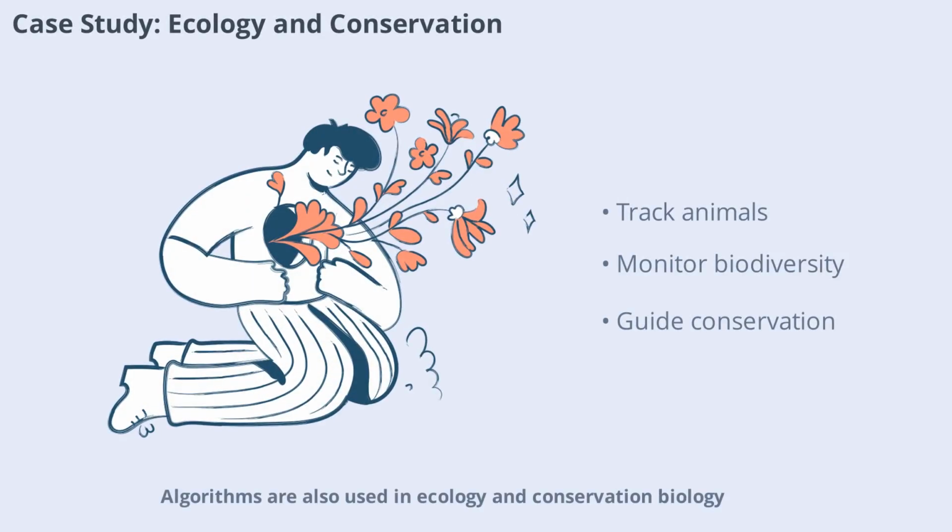Algorithms are also used in ecology and conservation biology. They help analyze data from field studies, track animal movements, and model ecosystems. By processing satellite images and sensor data, algorithms can monitor biodiversity, detect environmental changes, and guide conservation efforts.